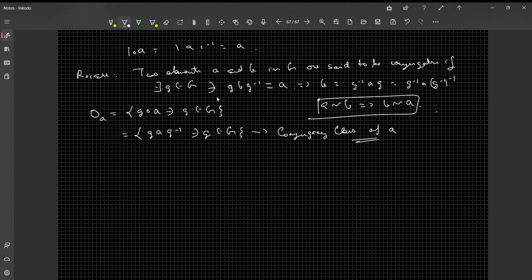Now a few observations if I make. Observation 1: the singleton set {A} is the conjugacy class of A if and only if gAg⁻¹ equals A. That means gA is equal to Ag, so g commutes with A. So this is if and only if A is in the center of G. If you choose an element from the center of G, then the conjugacy class of that element is the singleton set of that element only.